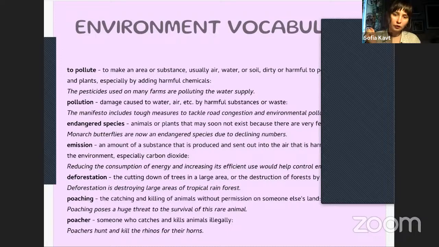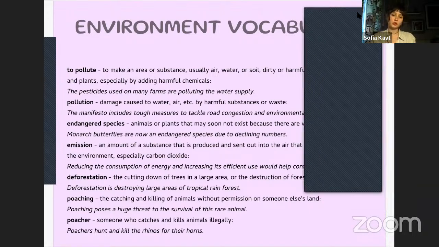The next one is deforestation. Deforestation is cutting down trees in a large area or the destruction of forests by human activities. Yes, which results in the loss of habitat for animals and which results in climate change because we have fewer and fewer trees left in those territories.